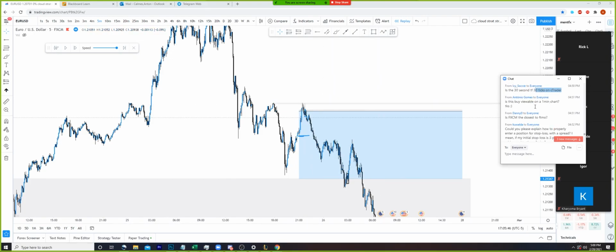Is this buy viewable on a 1-minute chart? This one here, no, it is not. Not at all. This buy is hidden to the 1-minute eyes.